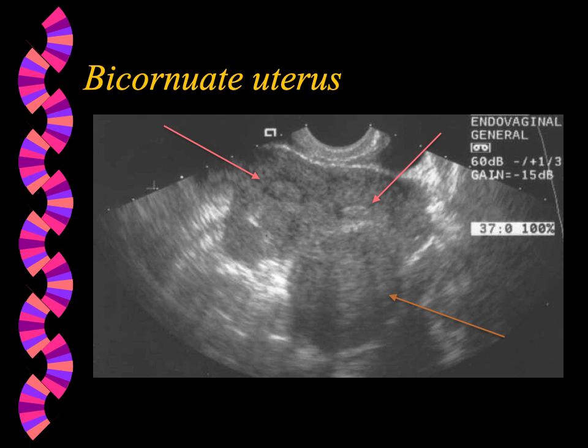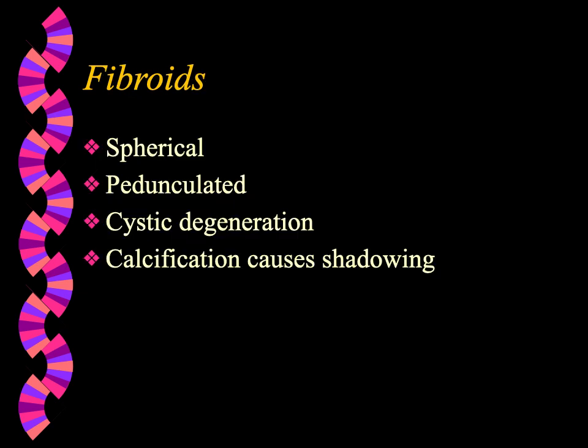So this slide is a nice transition to talk about fibroids. Fibroids tend to be spherical. They can be pedunculated, which means on a stalk attached to the uterus. They can undergo cystic degeneration, which would make them hypoechoic. They can also undergo calcification, which causes shadowing because the sound waves do not traverse the calcium as well as they do the myometrial tissue.